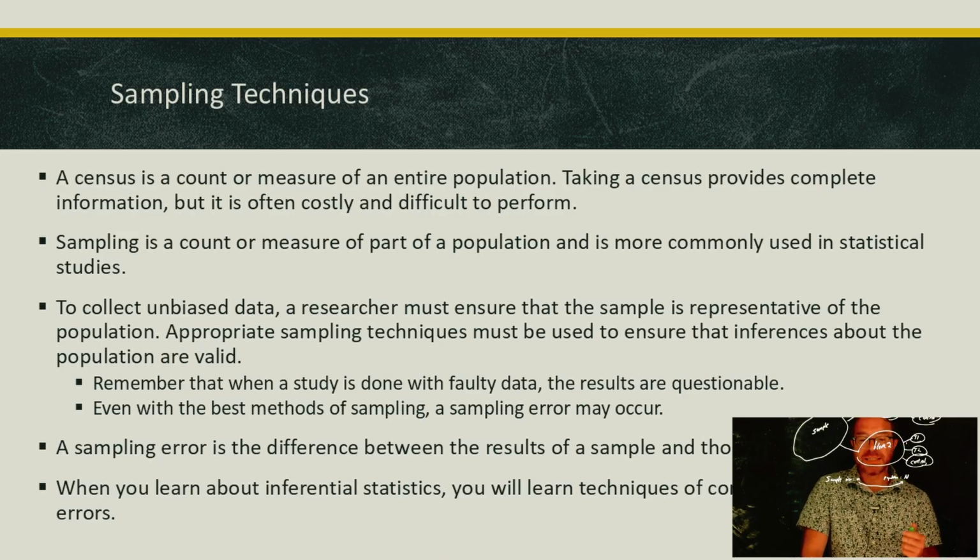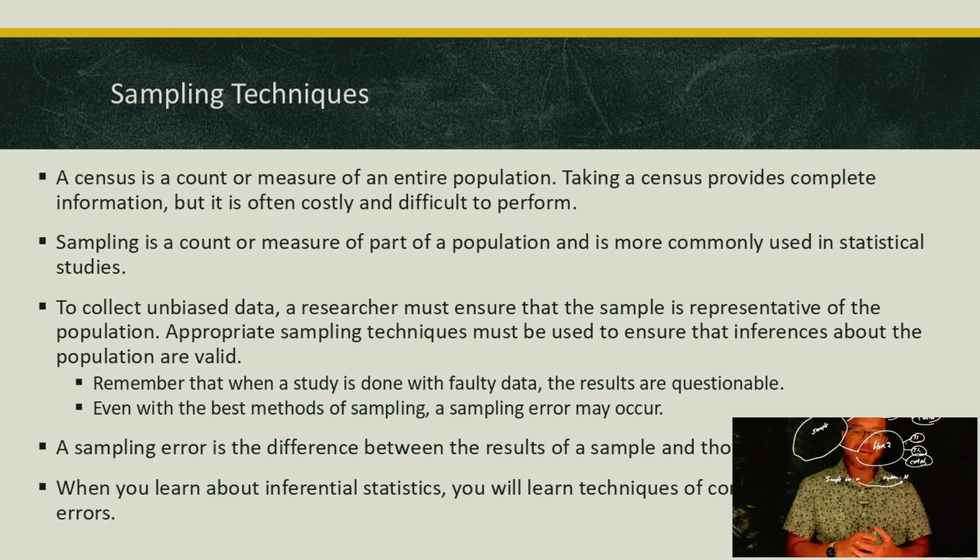To collect unbiased data, a researcher must ensure that the sample is representative of the population. So an appropriate sampling technique must be used to ensure that the inferences about the population are valid. Remember that when a study is done with faulty data, the results are going to be questionable. My focus is statistical and machine learning, and we have a phrase for this: garbage in, garbage out. It doesn't matter how good your algorithm is or how well you set up your model. If you have bad data, you're going to get bad results. If you have faulty data, your results aren't going to be very reliable.